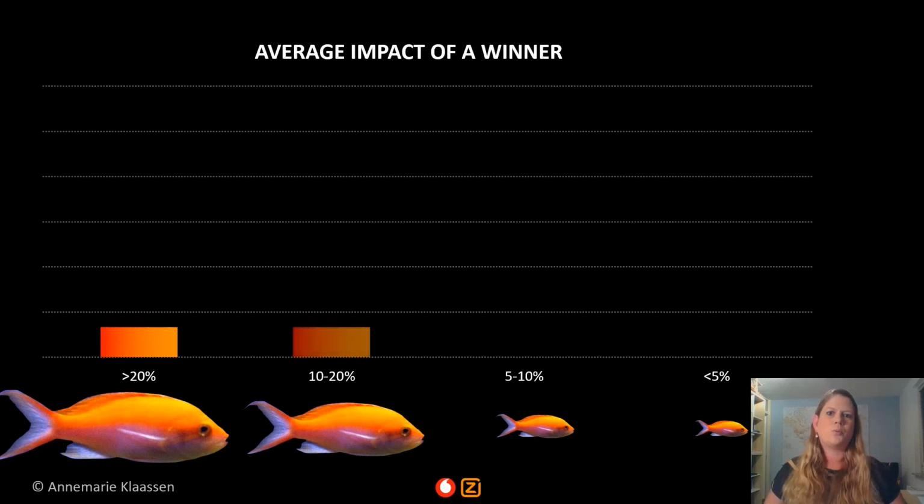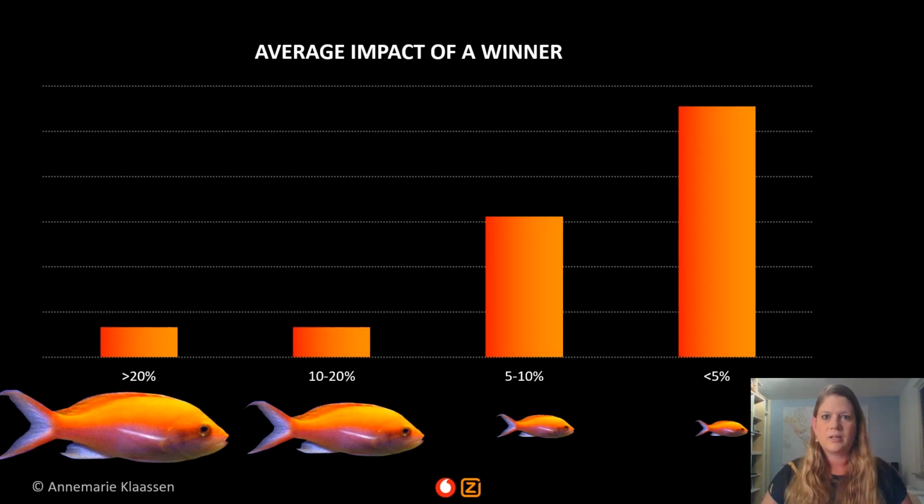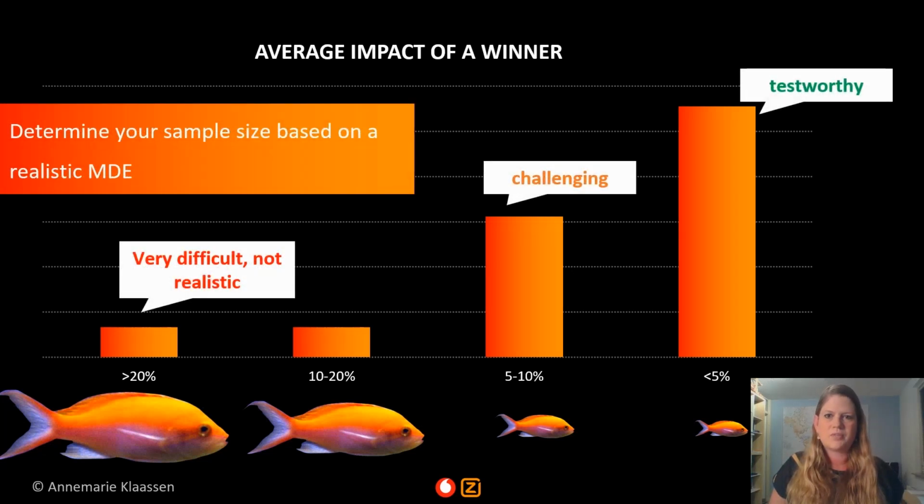And I've looked at all the winning experiments at VodafoneZiggo, that's the company that I work for, and it turned out that most winning tests make an impact on sales, or the main KPI, of less than 5%. A proportion is between 5 and 10%, but it's very rare to find really big fish, really big winners of more than 10 to 20%. So when you think of running a test, we first need to look if we have a fair chance to catch a fish of that 5%.